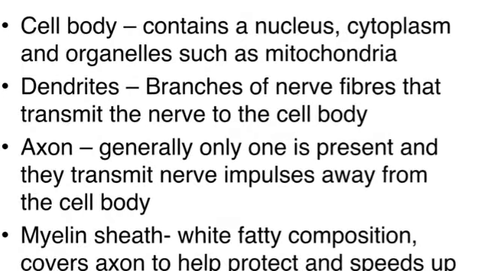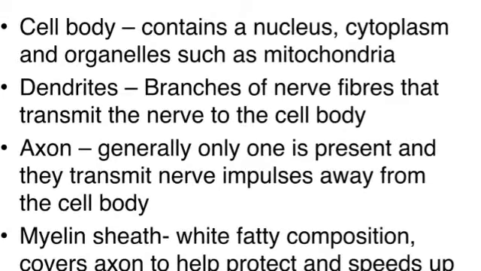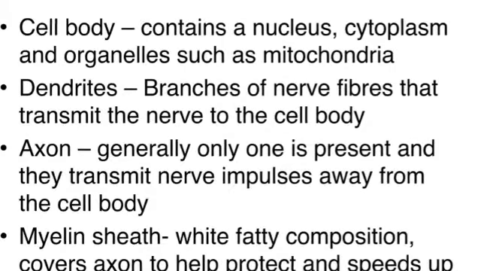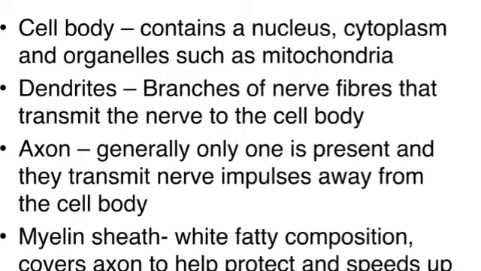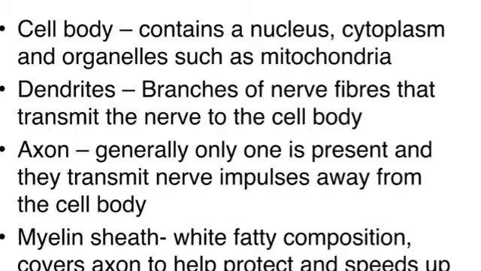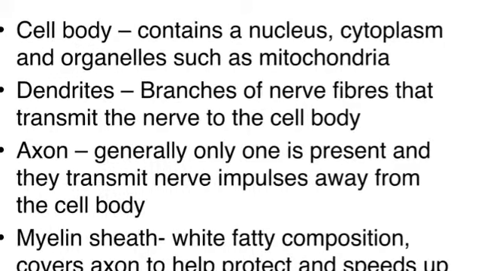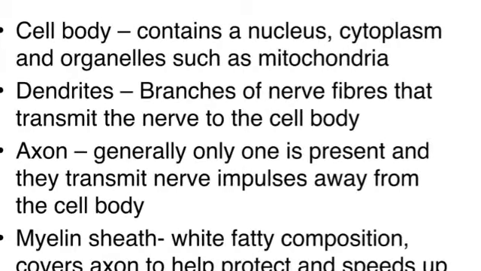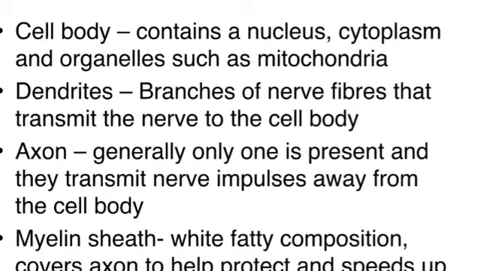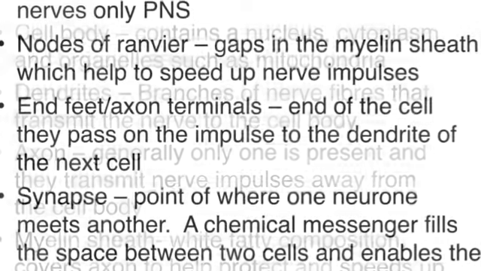Then you have your end feet, also known as axon terminals. The ends of the fibrils, tiny fibres that make up the axon, are expanded, and these are then turned into the axon terminals or end feet. They pass on the axon impulse to the dendrites or to the next neuron. Then you've got your synapse. This is the point where one neuron meets another. A chemical messenger fills the gap between one neuron and the next, and this enables the impulse to be transmitted.